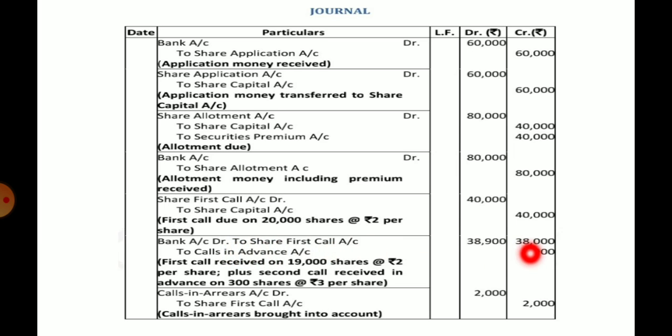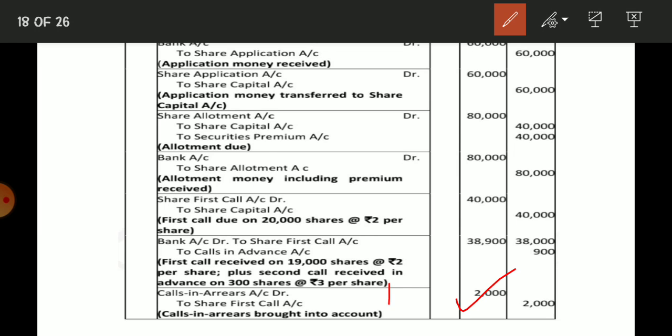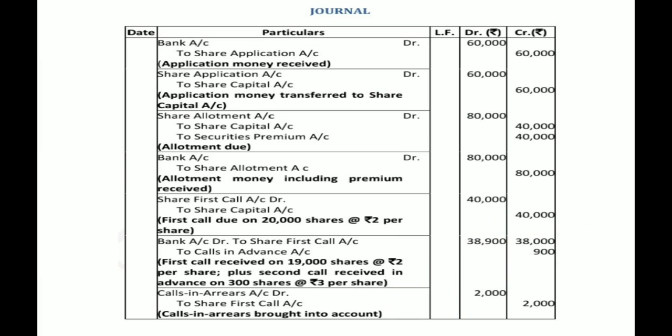To share first call 38,000, and to calls in advance, how much is calls in advance? On 300 shares, at 3 per share, that will be 900. But here there is also calls in arrear, that is 1000 shares on the first call of 2 rupees, that will be 2000 rupees, because the call on 1000 shares was not received at 2 rupees. Okay, so this is the question of a combination of calls in arrear and calls in advance.